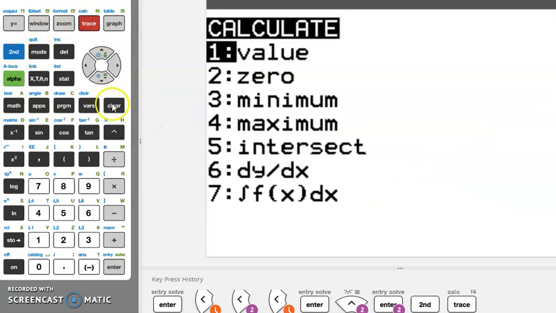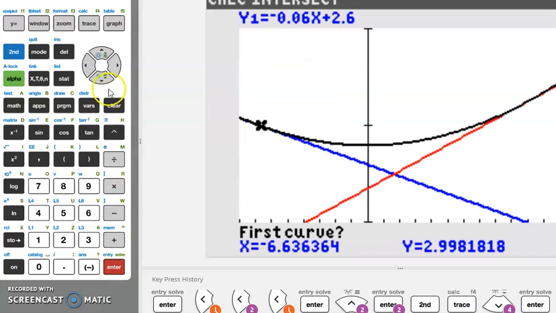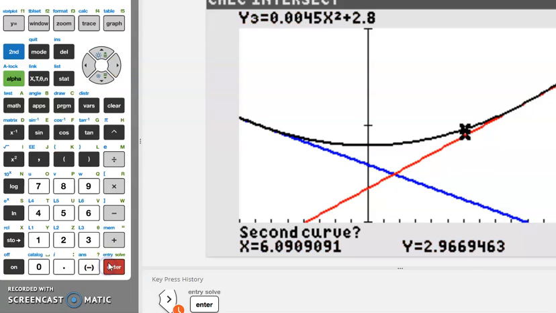Do the same thing here: second function, calc, intersection point, first curve. Remember, we don't want to be on the blue, so we have to jump down to the red, so down, and you keep going right, and enter, and it's all black, so it did jump up to the second black, the quadratic, which we're interested in. Enter for the third time. It is 10 and 3.5, which you clearly see on your page that I did with the Desmos program.